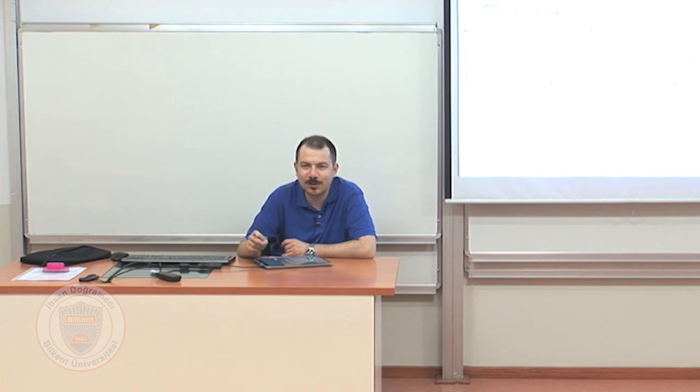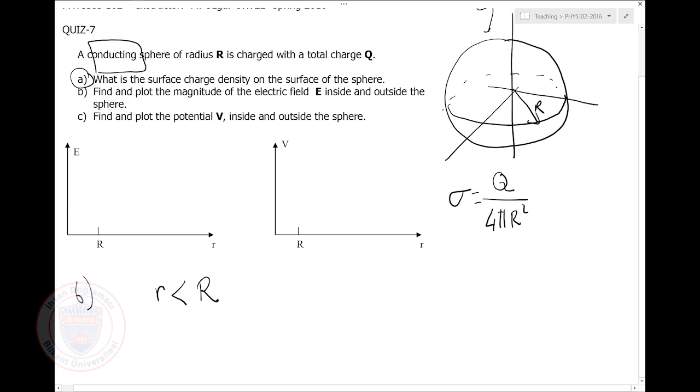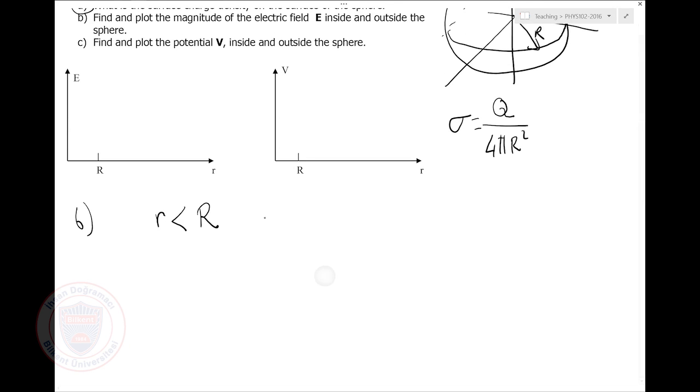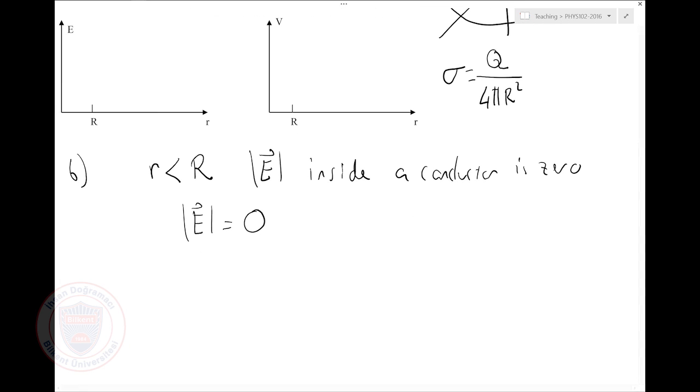So one part of this question I can actually answer right away. And which part is that? That's the inside of the sphere. What's the electric field inside the sphere? Inside a conductor is 0. That's pretty much how we define the conductor. So for small r less than capital R, electric field is exactly equal to 0. Now, how about on the outside?